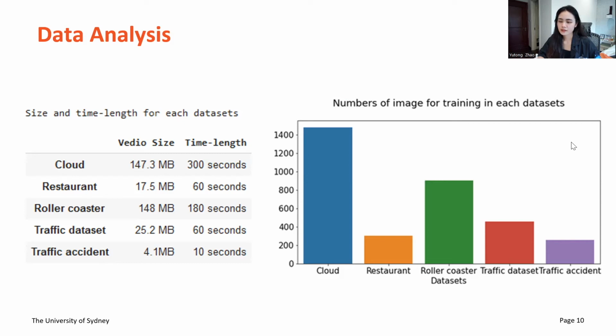As we can see in the right-hand side bar chart, it shows the number of images we use in each dataset. As the time length of the original video is different, the number of images in each dataset is different. The most one is the cloud, and the lowest one is the traffic accidents.